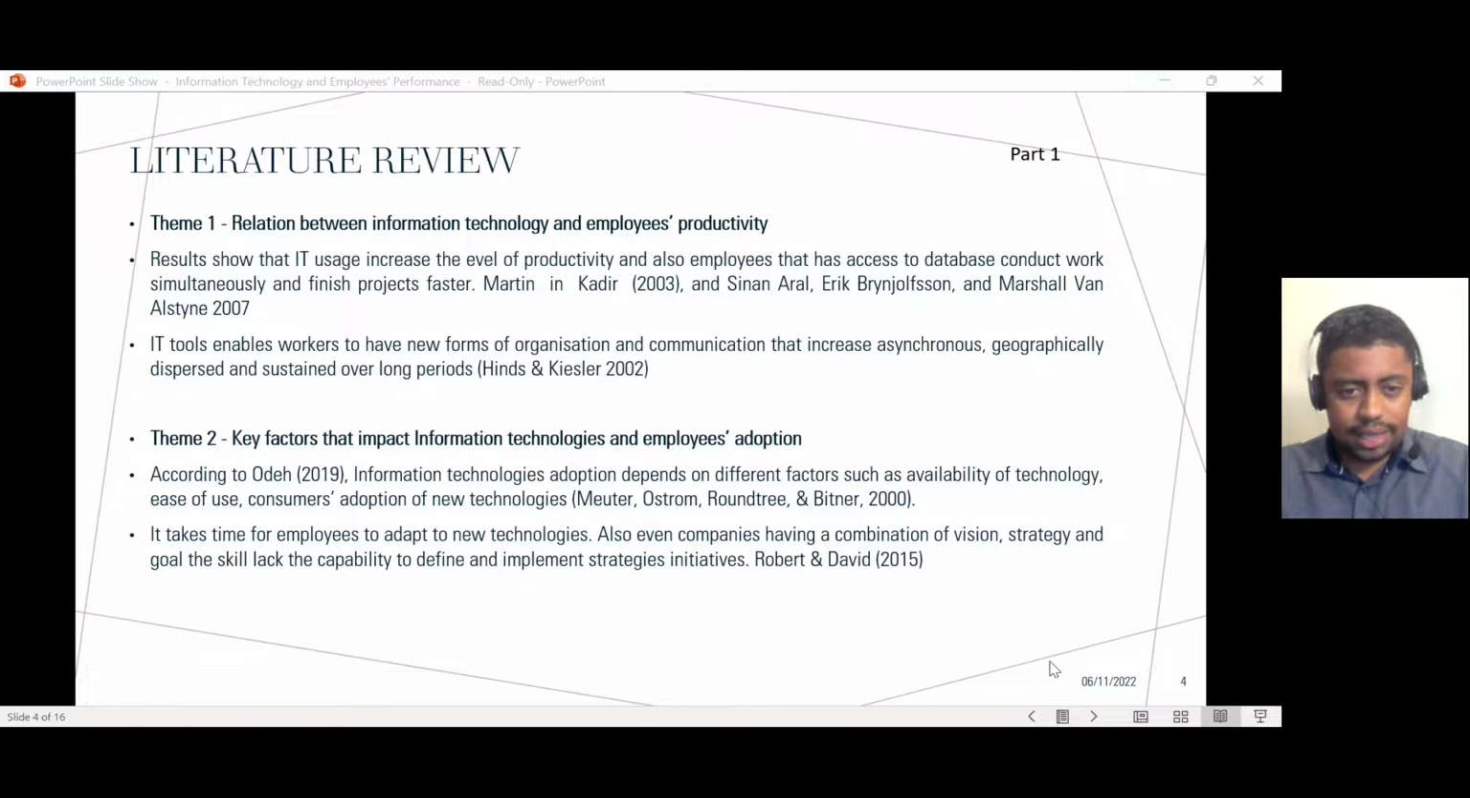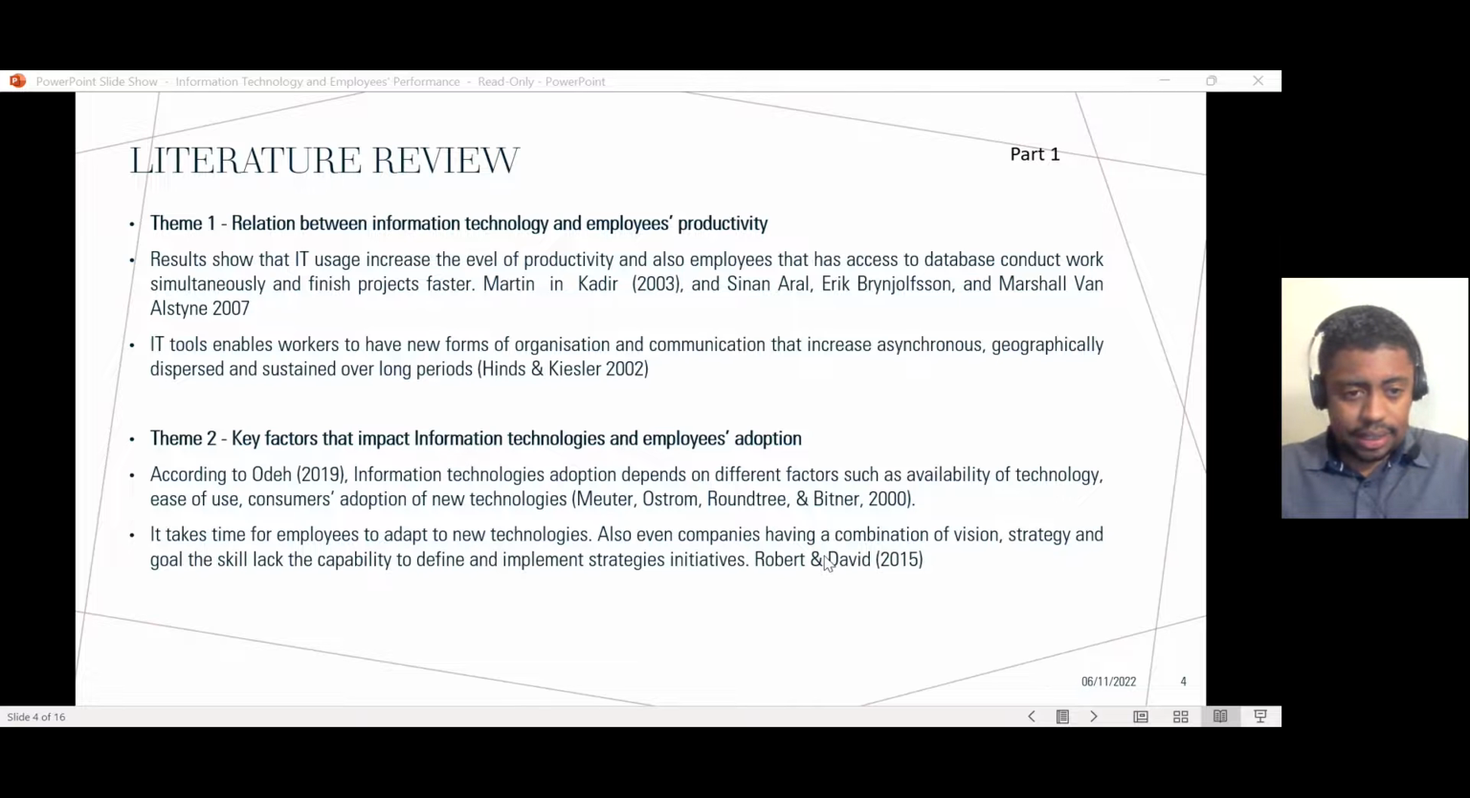Theme two, key factors that impact information technology and employees' adoption. We're going to try to understand the key factors that impact employees' adoption. For the first author, according to the audit 2019, information technology adoption depends on different factors such as availability of the technology, use by the user, and consumer adoption of the new technologies.